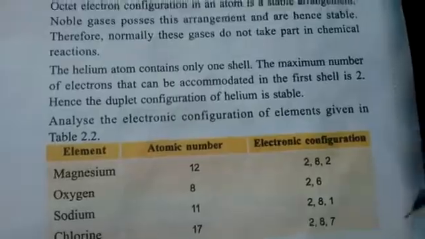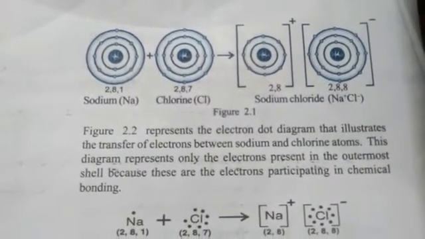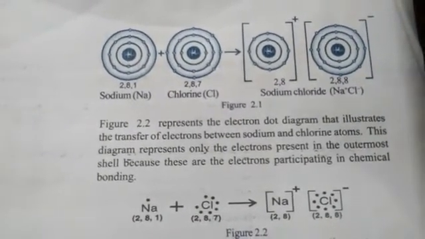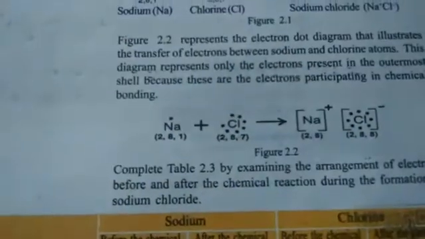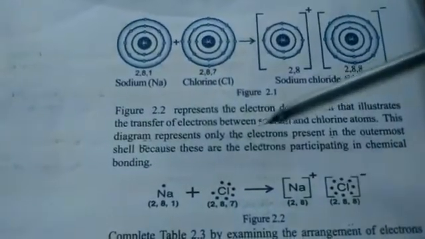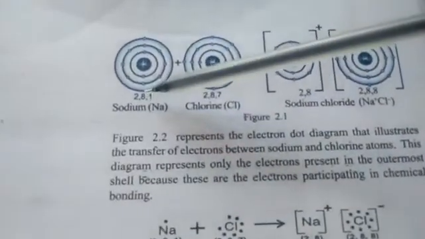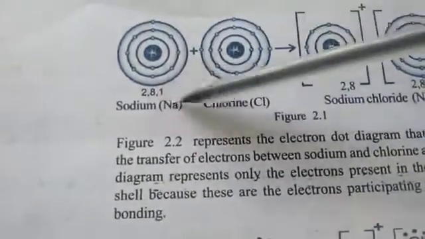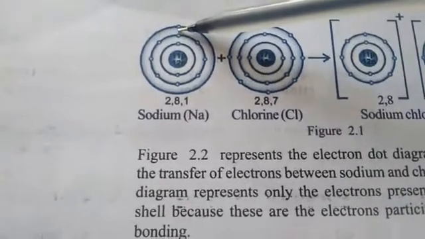There are two types of chemical bonding: ionic bonding and covalent bonding. Now, what do you mean by ionic bonding? Ionic bonding is the bonding of electrons. It is by the transfer of electrons that the compound is formed. See the examples. In the case of sodium, its electronic configuration is 2, 8, 1. This is the Bohr model of sodium.